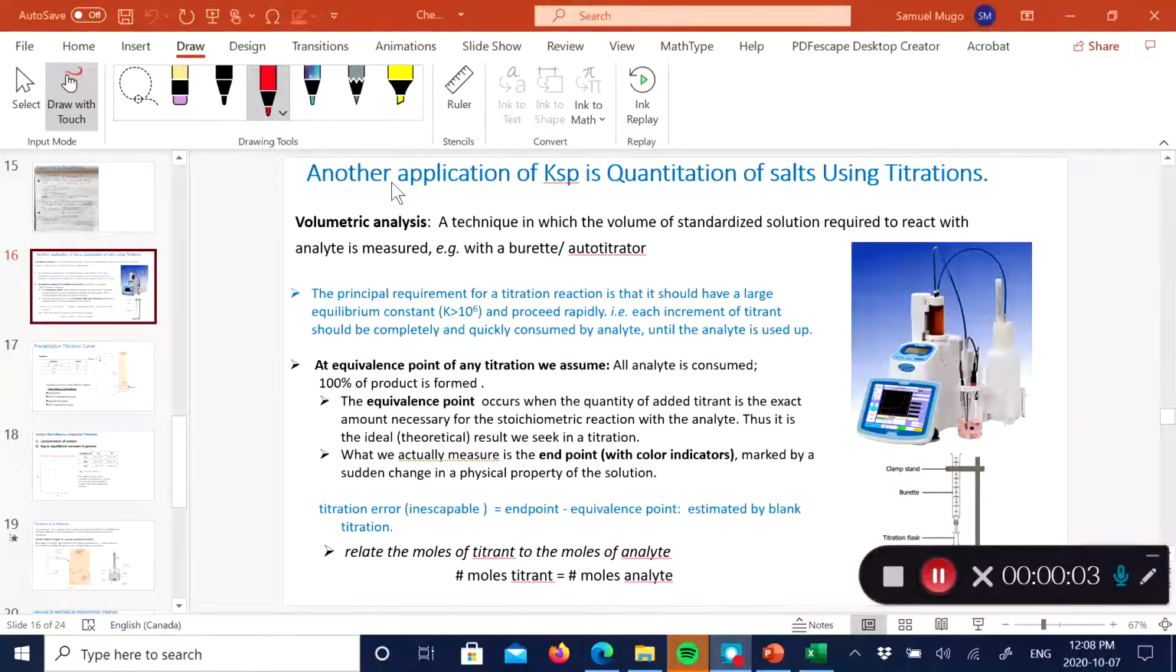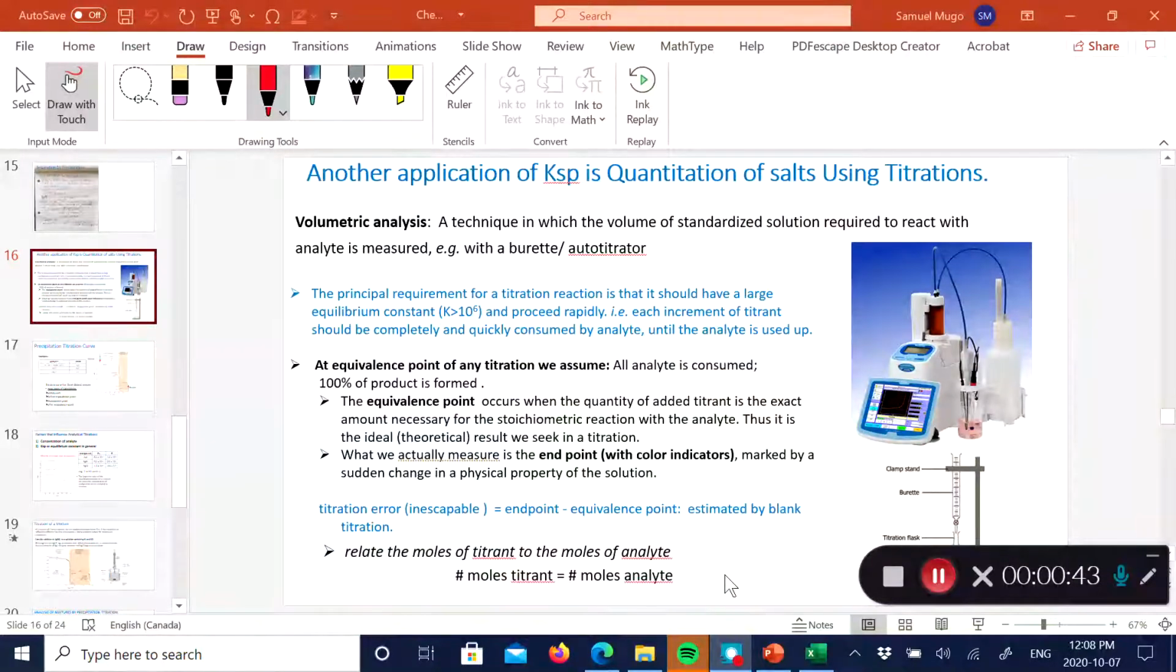In continuation to the applications of solubility product, we said a better way to do quantitation other than gravimetric analysis, where you weigh the precipitated salt, is actually volumetric analysis. This is a technique, most of you know about it, in which the volume of a standardized solution in a burette is used to react with an unknown amount of analyte that is present in an Erlenmeyer flask.